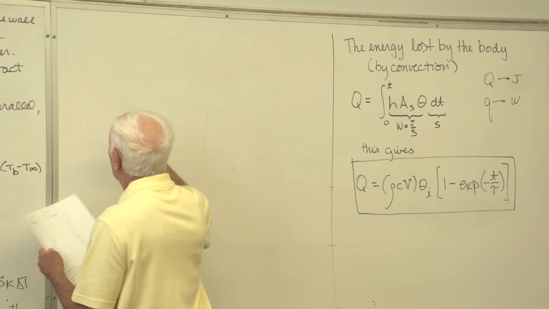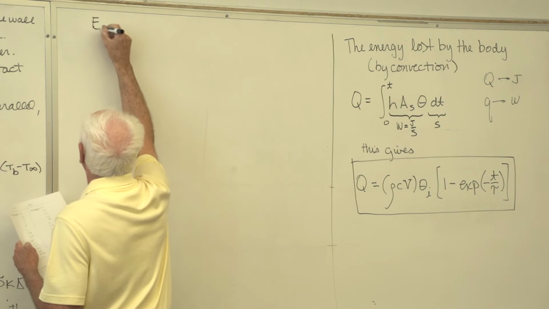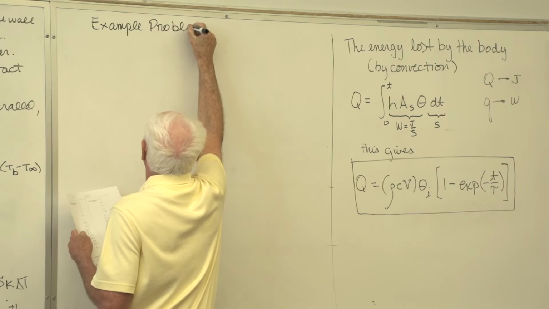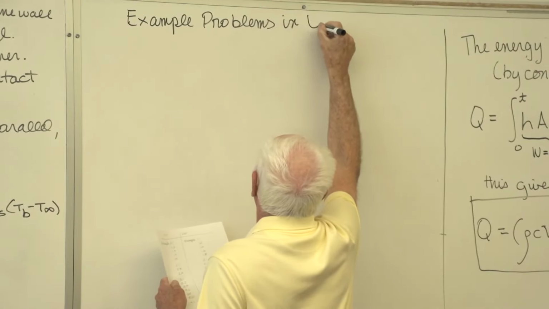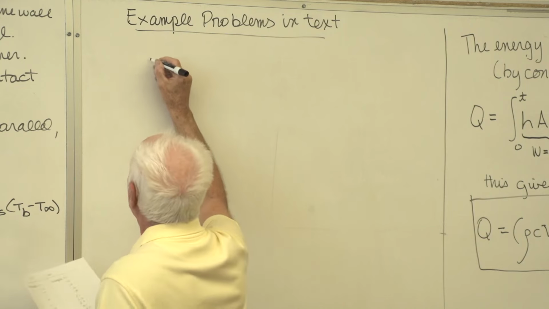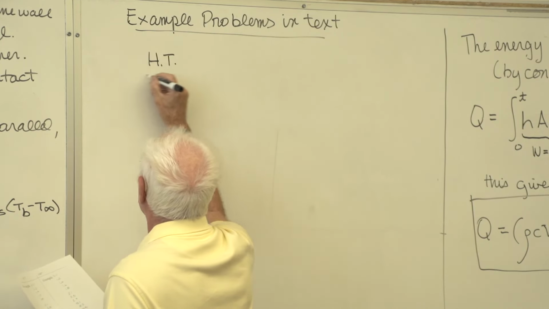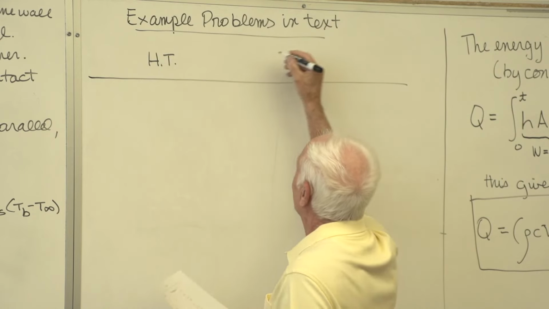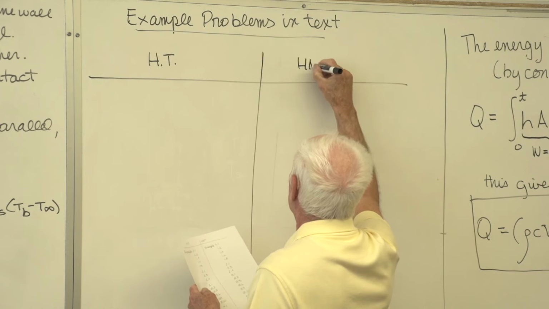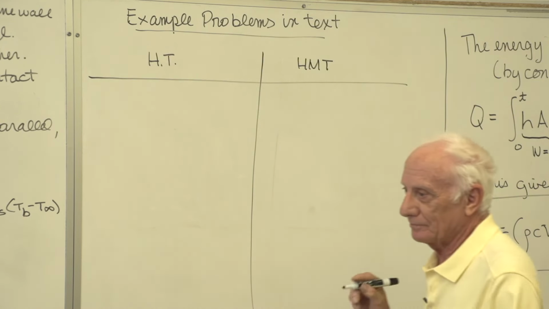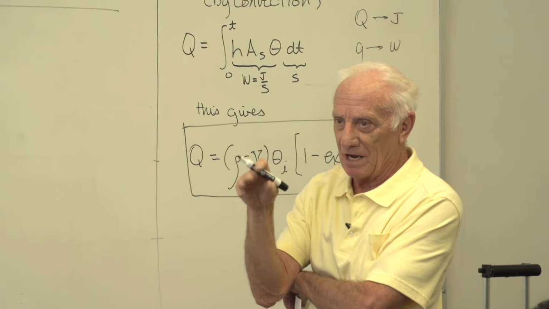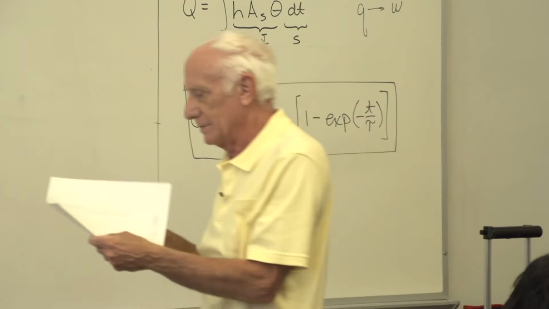So here are example problems in the text. It depends what textbook you're looking at. If it's the heat transfer textbook, Introduction to Heat Transfer, it's going to be the left-hand side. If it's the heat and mass transfer textbook, it might be slightly different. So these are the example problems worked in the chapters in the textbook that I think probably are important for you to look at before the first midterm.